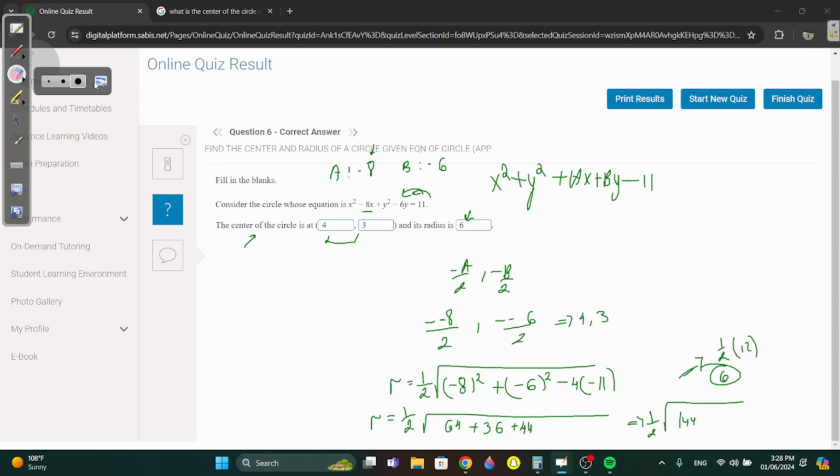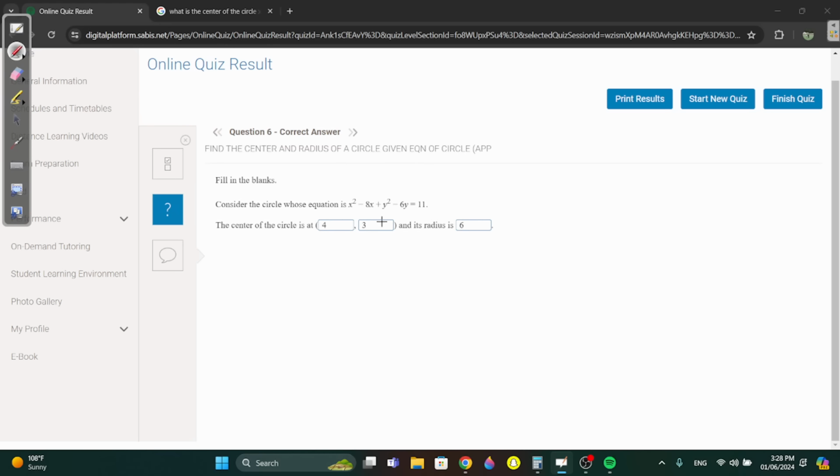Another way, which I like to do, is completing the square. Okay, completing the square works completely fine. It's the same thing for the center, but for the radius, it's different. You can skip this part if you understood the first way. But completing the square, what I do is I split up the x squared minus 8x and the y squared minus 6y. Okay, I complete the square.